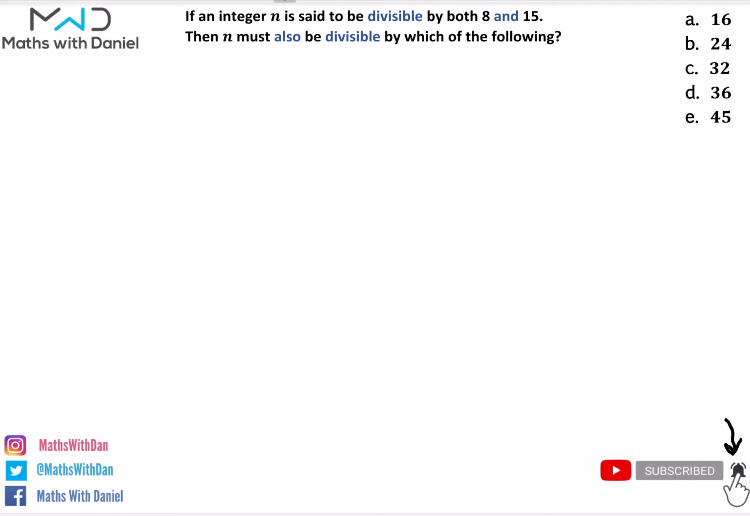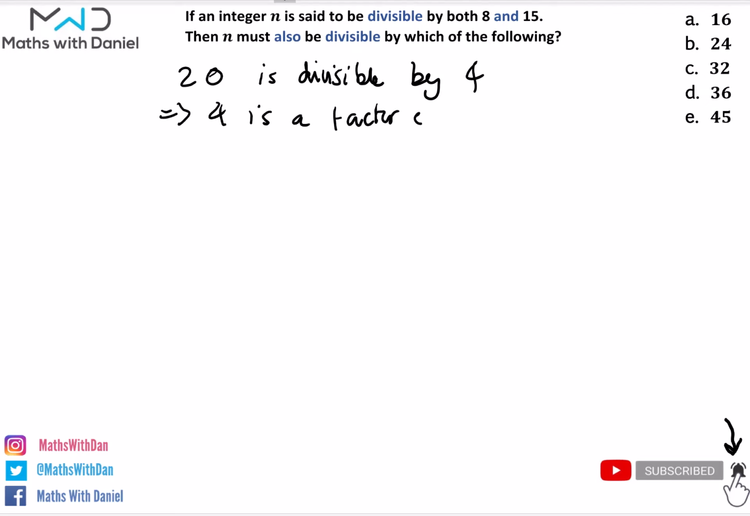Okay, first things first, remember what the word divisible means. Divisible is just another word for factor. For example, the number 20 is divisible by 4, isn't it? Hence, 4 is a factor of 20. So factor and divisible are interchangeable terms. They mean the same thing.